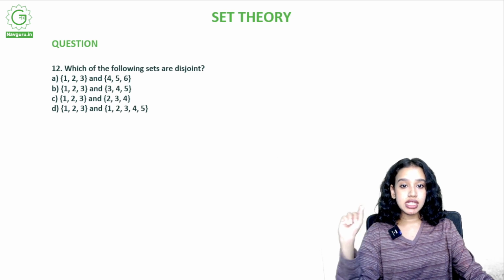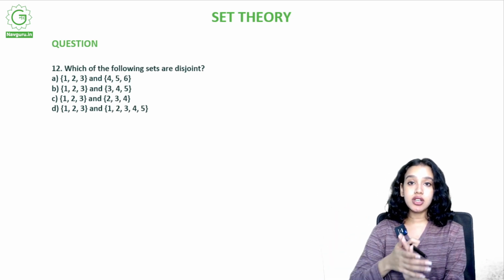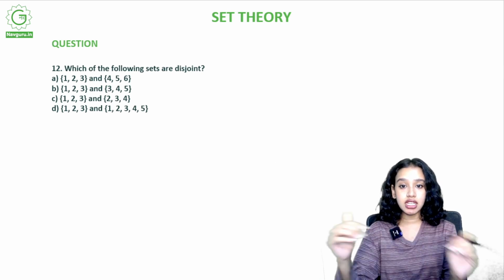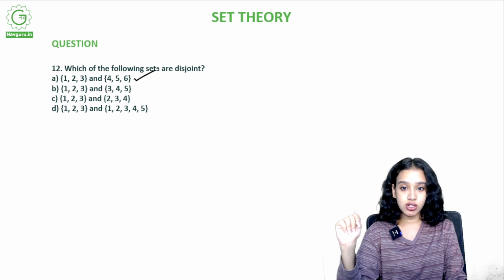Which of the following sets are disjoint? So what are disjoint sets? Disjoint sets are sets which have nothing in common. Let's see, 1, 2, 3 and 4, 5, 6. Yes, this is the disjoint set. It has nothing in common. Let's see the other sets too.